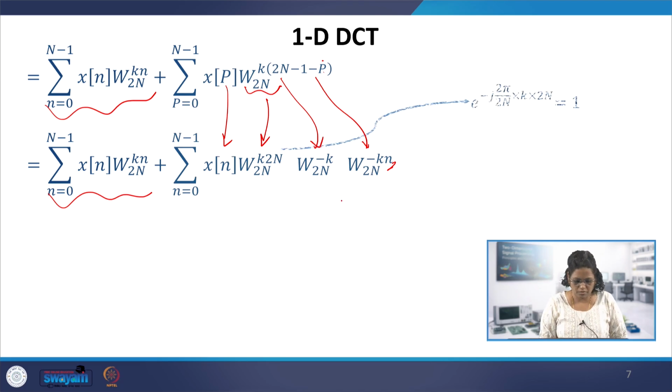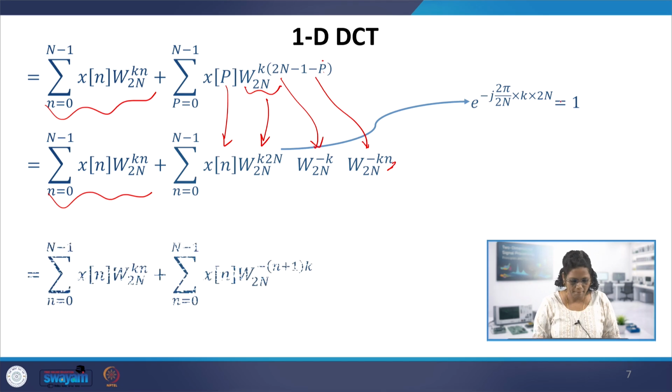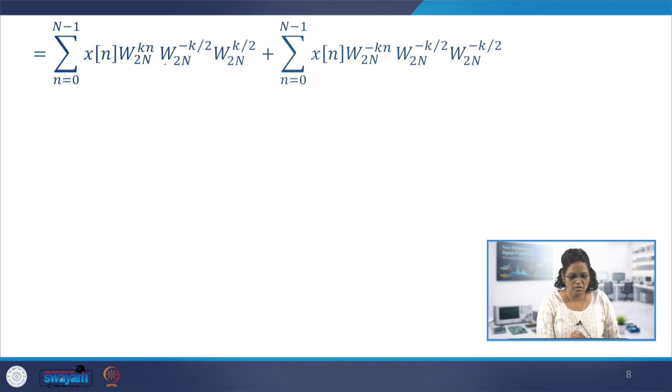Now simplifying this, this becomes 1, e^(-j2π 2N k / 2N), which would cancel and result in 1. So this remains the same, and in this summation x[n], these two terms exist. So minus of n plus 1 we can have into k. For the simplification, the 1 in x[n] W_2N^kn is multiplied by 1, and that 1 is split this way for simplification: W_2N to the power of minus k by 2 and plus k by 2.